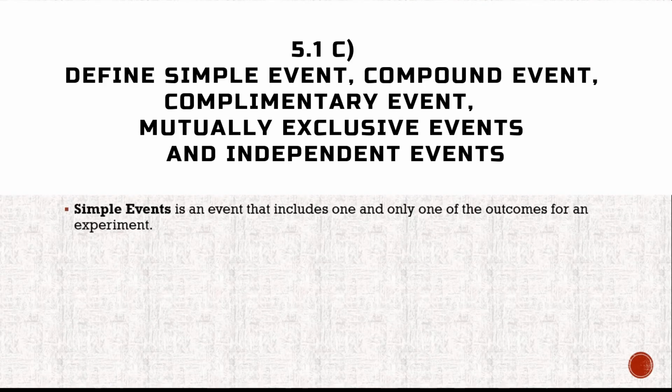A simple event is an event that includes one and only one of the outcomes for an experiment. For example, when we roll a die, dia ada 6 possible simple events.